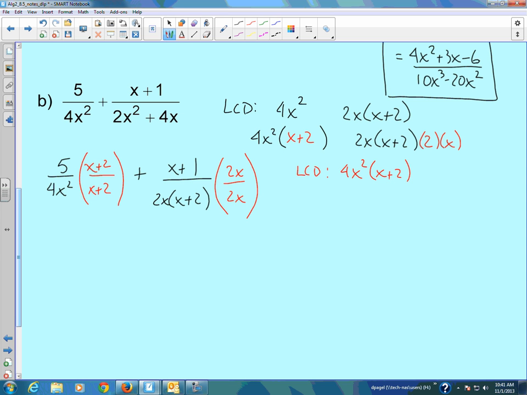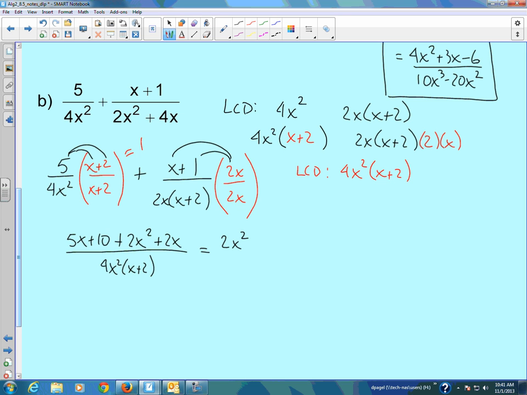The reason we're multiplying the same thing top and bottom is because this thing just equals 1, and I'm not changing the value of the product, just changing the way that it looks. All right, we go ahead and we distribute. Distribute 5, and then distribute 2x, and we get 5x plus 10 plus 2x squared plus 2x all over my LCD of 4x squared and x plus 2. And then we can go further with this, descending degree order, 2x squared plus 7x plus 10 all over 4x squared and x plus 2.